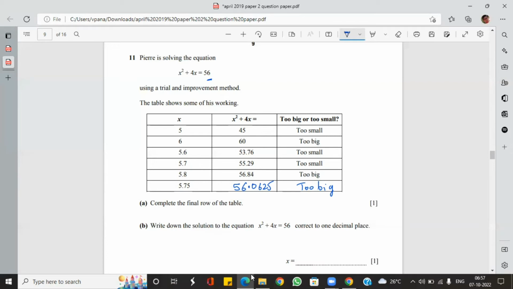56.0625 is very much closer to 56. But they have asked for a single decimal place. If I round to a single decimal place, this is 5.8. And 5.8 is too big, which is 56.84. So we will be going for this option, 55.29. So for a single decimal place, the answer of x is going to be 5.7.